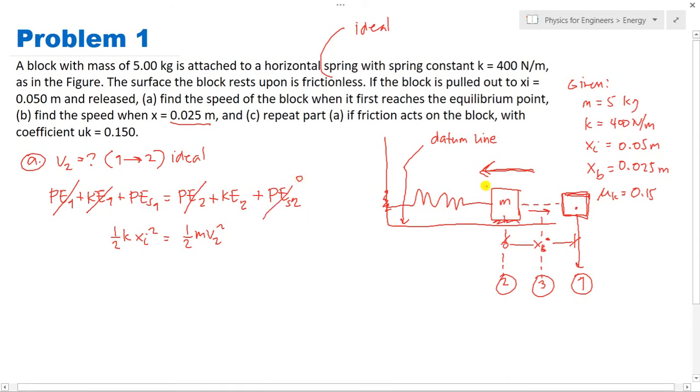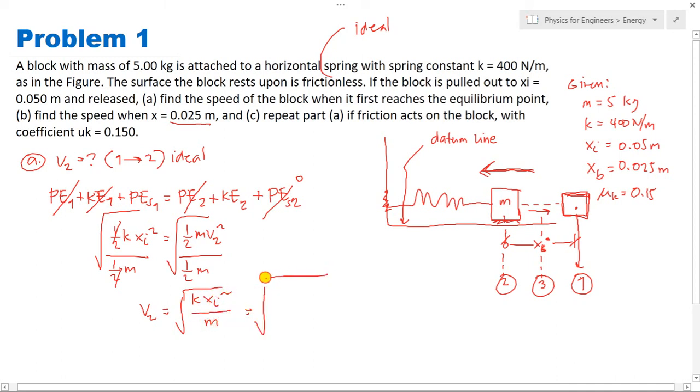Unless kung wa pa siya kabalik sa equilibrium position, meaning it still has spring potential energy. Tungod kay nibalik na man siya at equilibrium position, 0 na, so therefore wala kay spring potential energy. And then solving for V2, we can just divide both sides by 1/2 m, of course makancel ang 1/2, then take the square root of both sides para V2 na lang. So V2 is equal to the square root of k x sub I squared all over m.